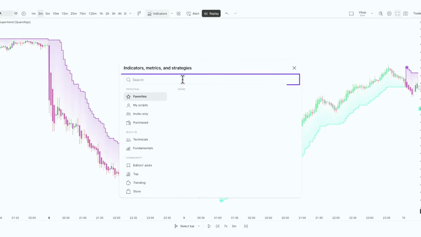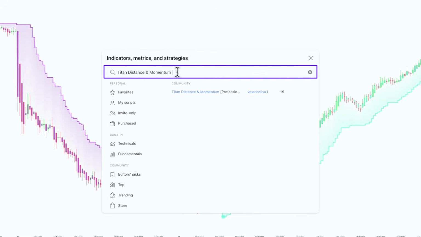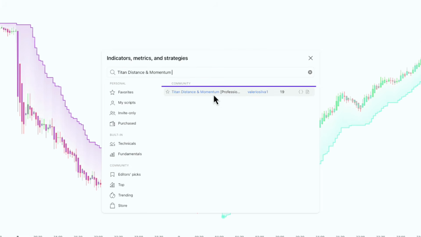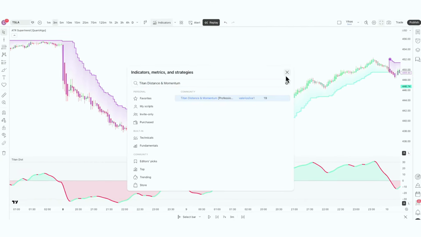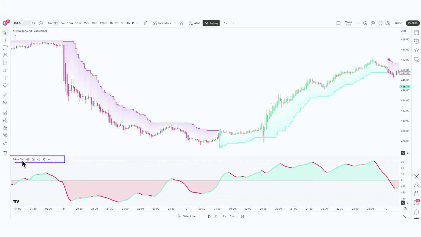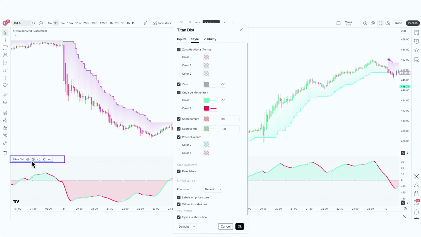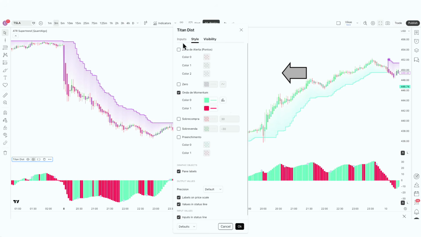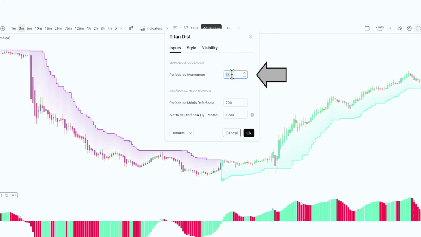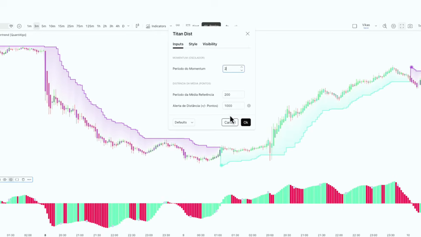In the Indicator Search tab, type Tighten Distance and Momentum, and select this one called Tighten Distance and Momentum, created by Valerio Silva 1. Now let's access the settings of this indicator so we can modify it to suit our strategy. We have to keep these options hidden. Change the Onda de Momentum line to columns. Change the Periodo do Momentum from 14 to 2. And here everything is fine after that.